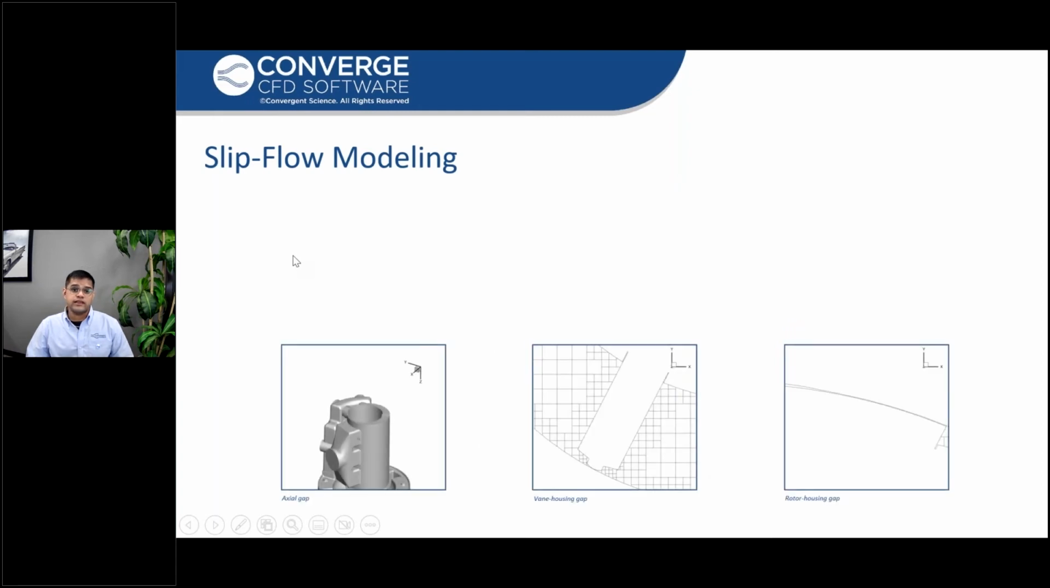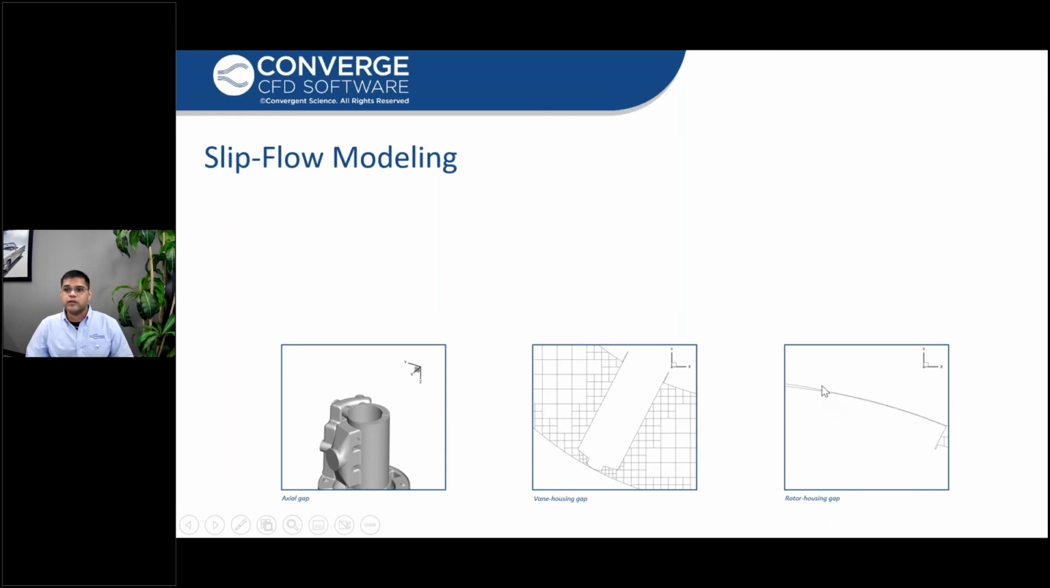Next challenge is slip flow modeling. In this case, we have three small gaps present in the fluid domain. First is the axial gap between the axial face of the rotor and the vanes and the axial face of the housing. And then we have two gaps in the radial direction. One is between the vane and the housing, and next is between the rotor and the housing.